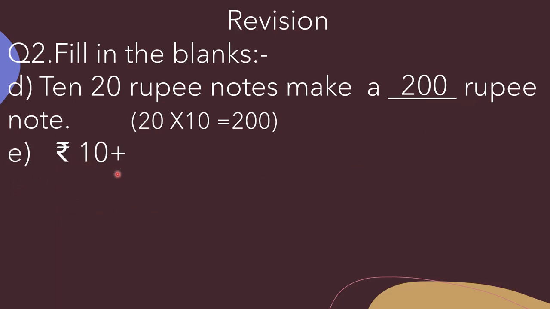Now in E part, rupees 10 plus rupees 5 plus rupees 2 is equal to rupees dash. So here we need to add. So 10 plus 5, 15, 15 plus 2, 17. So here we will write 17.